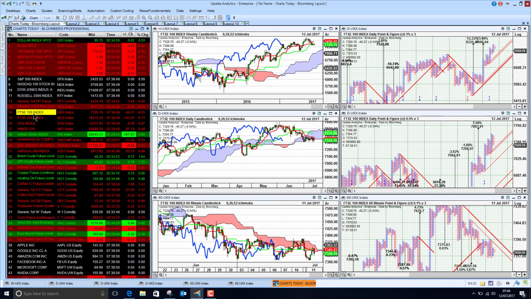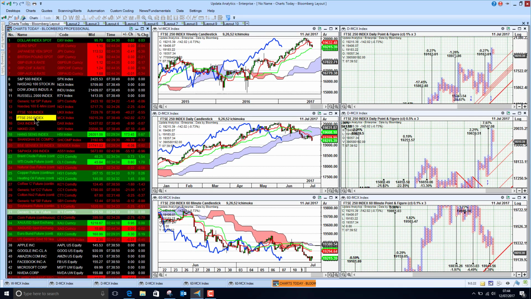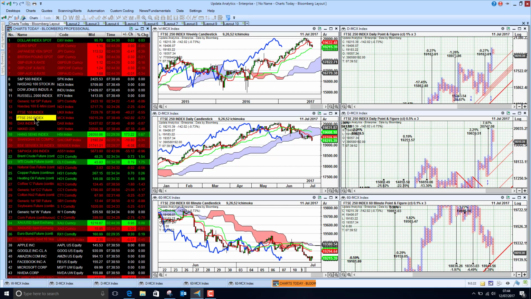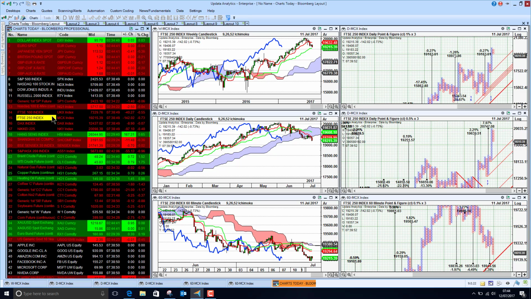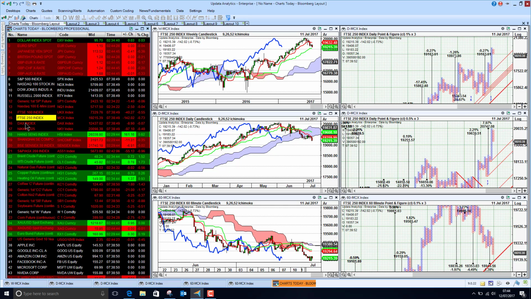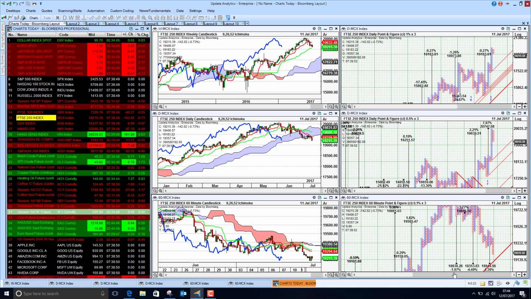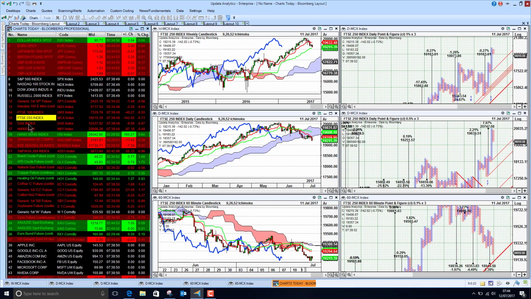FTSE had a bad day yesterday, down 0.5%, and we are still seeing these downside targets playing out, so short-term FTSE is bearish. And the FTSE 250 is also making new lows at the moment. We haven't seen these levels since April, so FTSE 250 is falling away quite significantly. Downside targets here of 2 and 4.5%, so we are just seeing that playing out now.